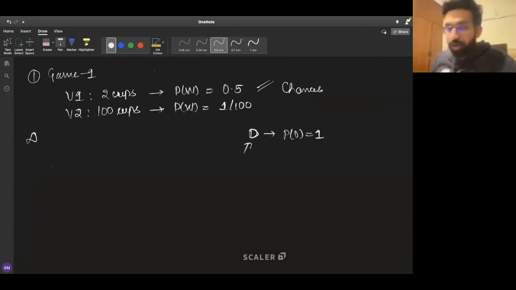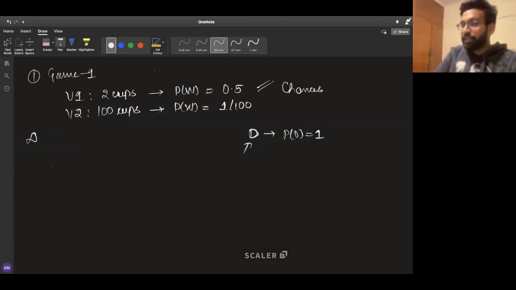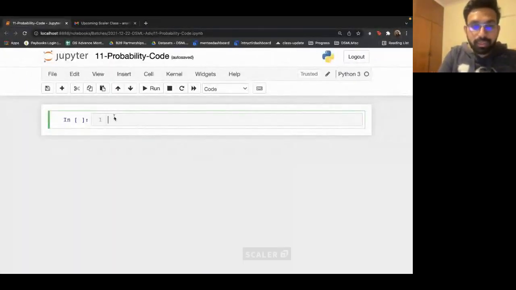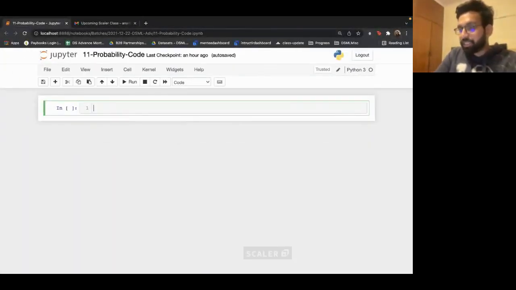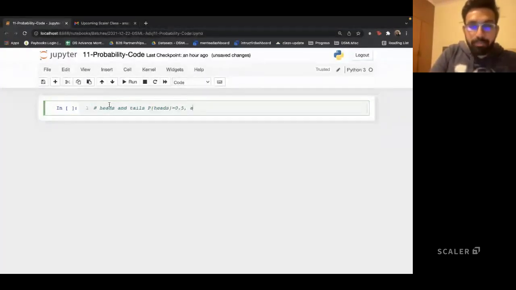Okay, so I think a good time to do this activity, and let's do some interesting activity to understand this idea of frequentist Bayesian approach. I'm going to discuss this with an example of heads and tails. So we say that the probability of getting a heads for a fair coin is what? 0.5, and the probability of getting a tail is also what? 0.5.